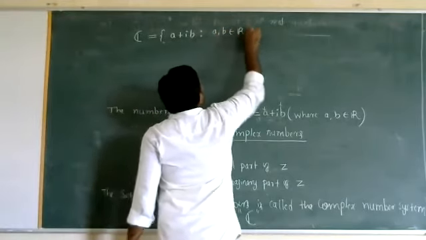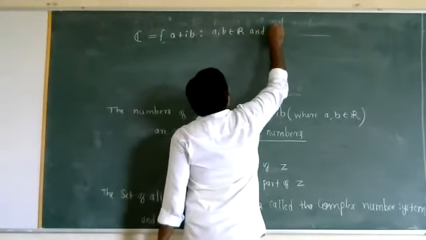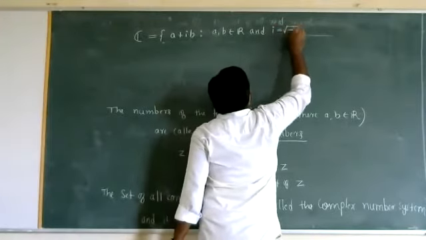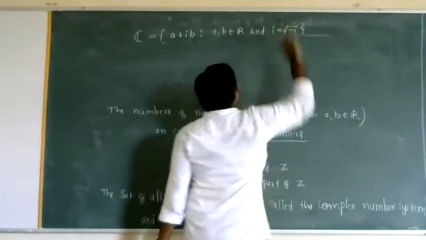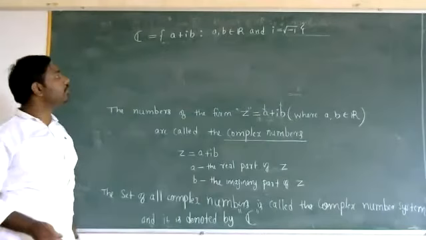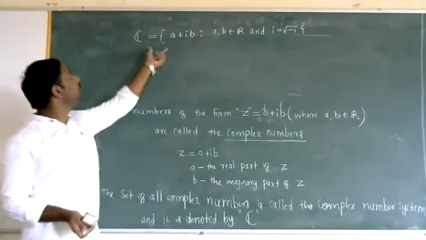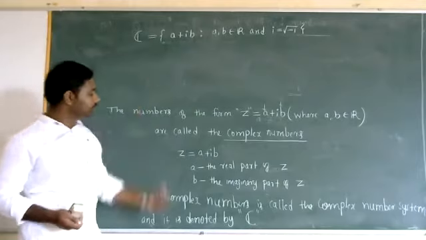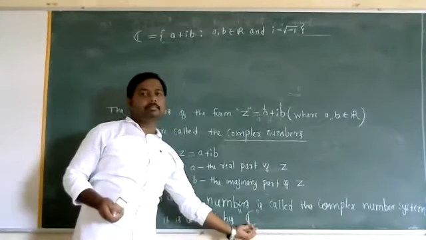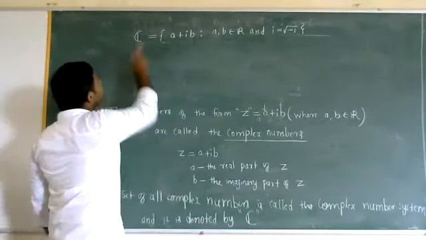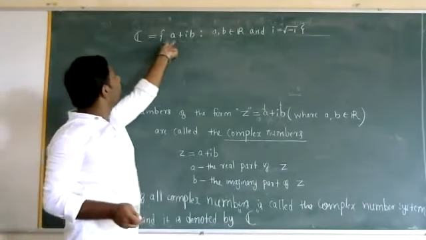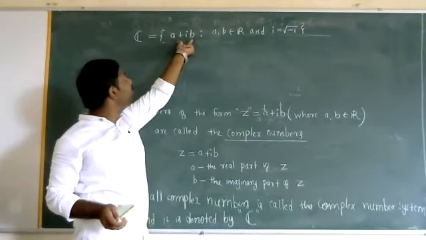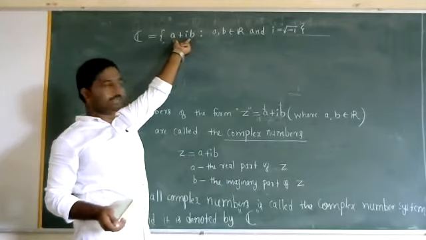A and b are real numbers, and what is i? It is the symbolic constant square root of minus 1. So this is the set representation for the complex number system. The complex number system is the set of all numbers of the form a plus ib, which are called complex numbers.